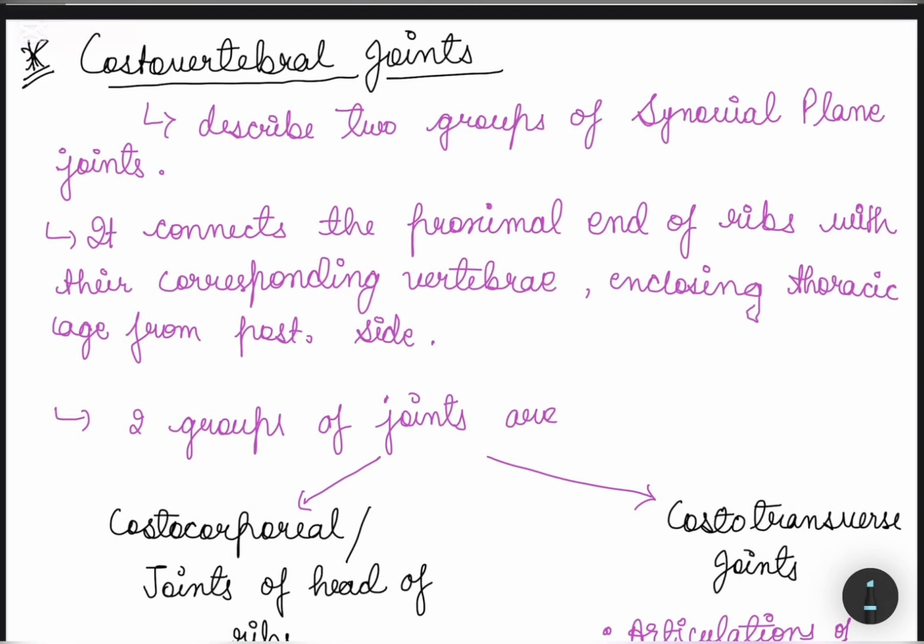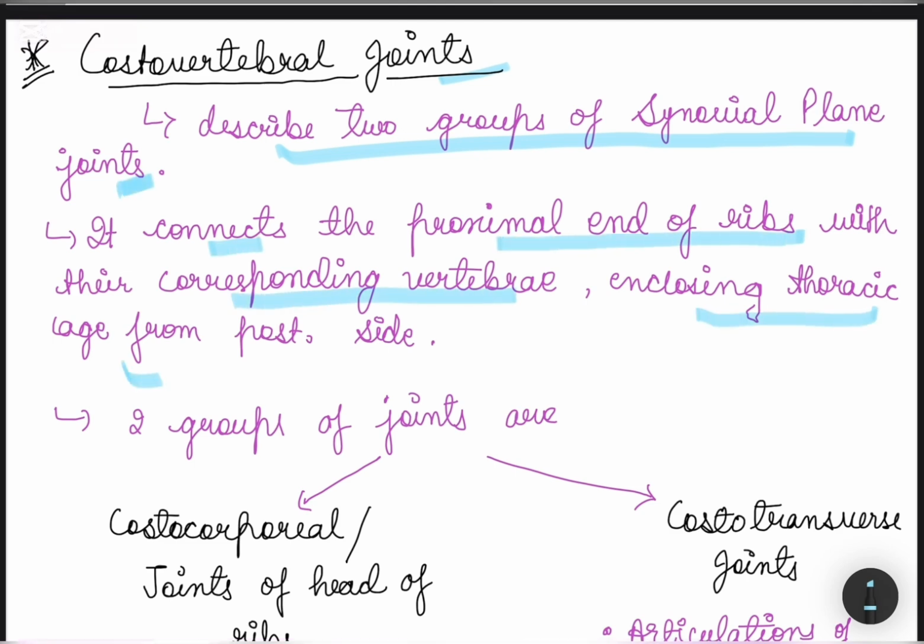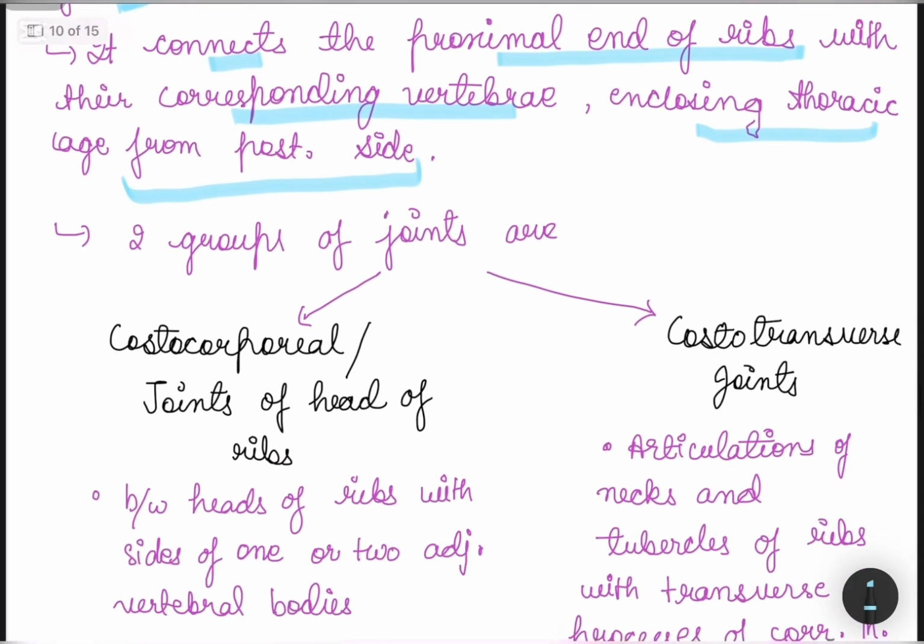Moving forward to the costovertebral joint. These describe two groups of synovial plane joints. They connect the proximal end of the ribs with their corresponding vertebrae, enclosing the thoracic cage from the posterior side. There are two groups of joints: the costocorporeal joint and the costotransverse joint.